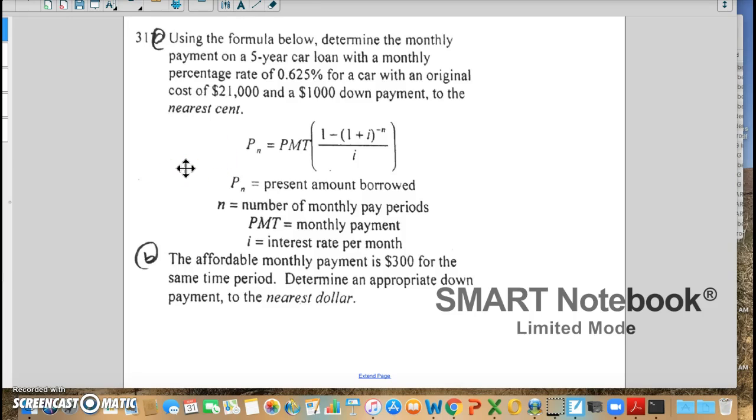Sub those numbers in, and be very careful on your calculator. Remember PEMDAS rules. Try to calculate part A. Pause the video now and try to do that.